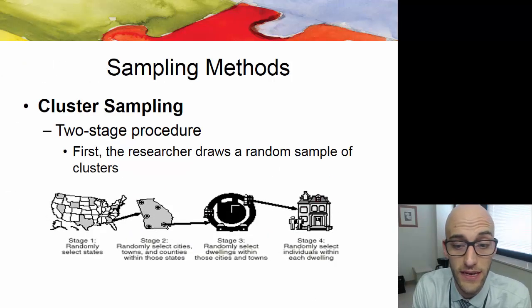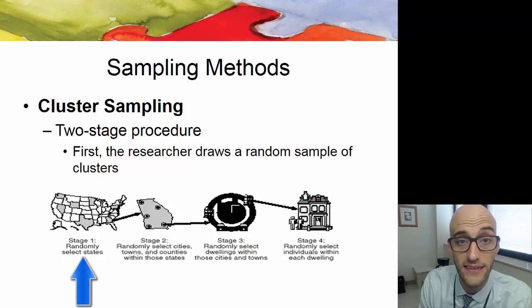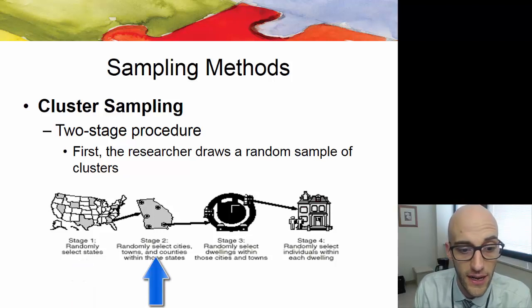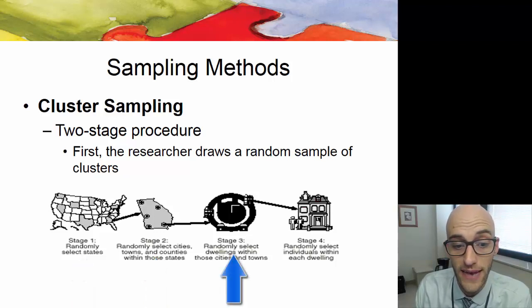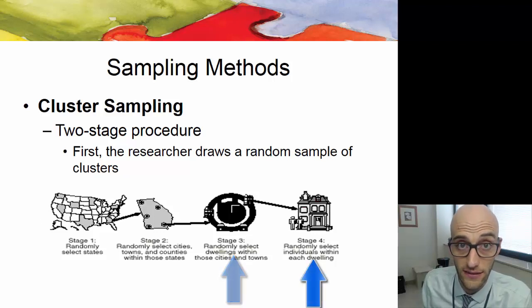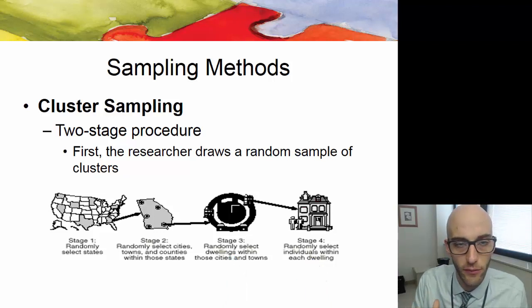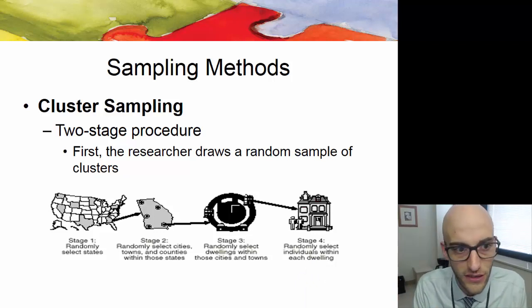Here's an example of the different stages that go along with cluster sampling. So stage 1 is to randomly select states, for instance, and then from those randomly selected states, you can see Georgia here, randomly selecting cities and towns and counties within those states. Stage 3 would be to randomly select dwellings within those cities and towns. Stage 4 is to randomly select individuals within each of those dwellings. So you can see the different stages that go along with this, starting from randomly selecting a larger group, a larger pool, and then kind of selecting random clusters from within those larger units.